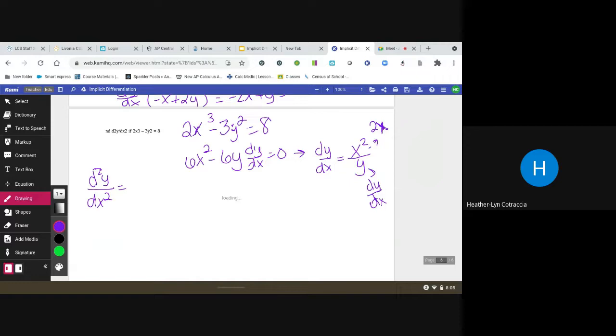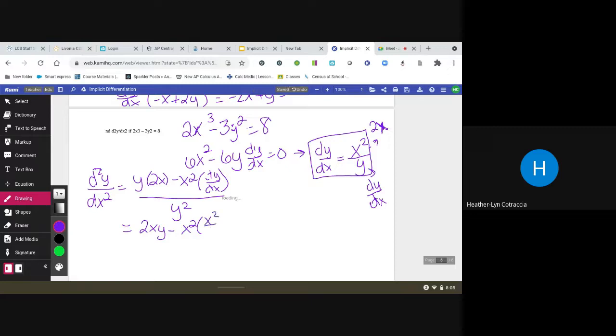Okay, so we start with low, which is y, d high, which is 2x, minus high, d low, all over low squared. And now the only catch is you can't leave a dy dx in your answer, so you have to sub back in. So 2xy minus x squared, and then dy dx was that original derivative that we found. So that would be x squared over y, and then that's all over y squared. And you can do some work if you want to clean it up, but if it's not multiple choice and they don't make you, then don't.